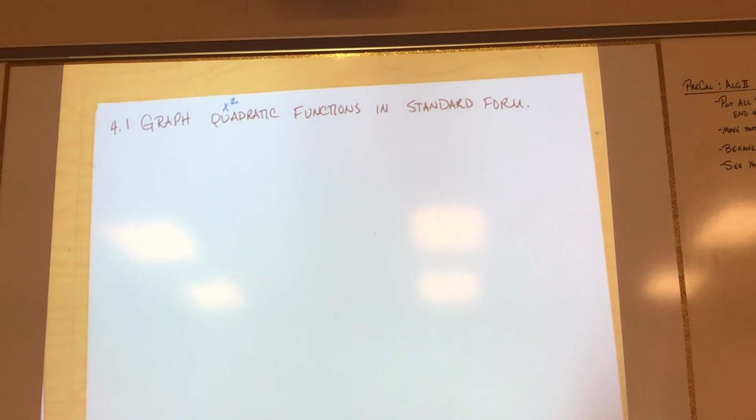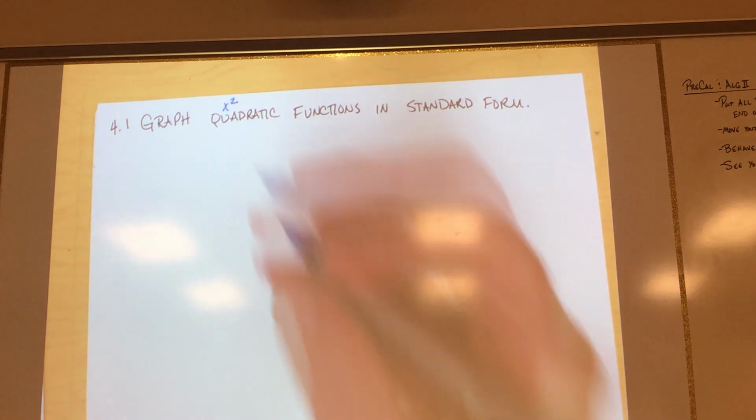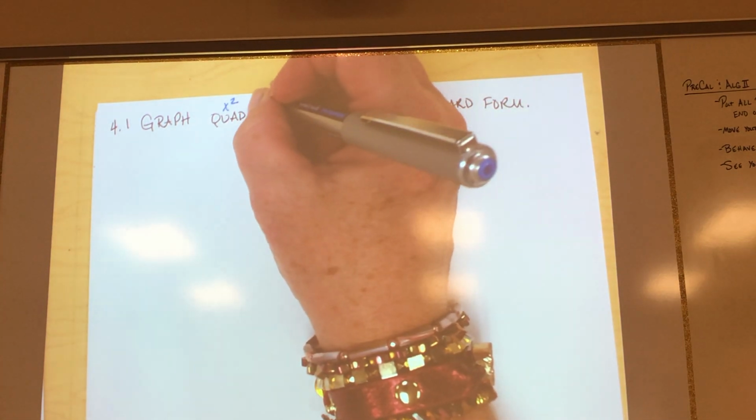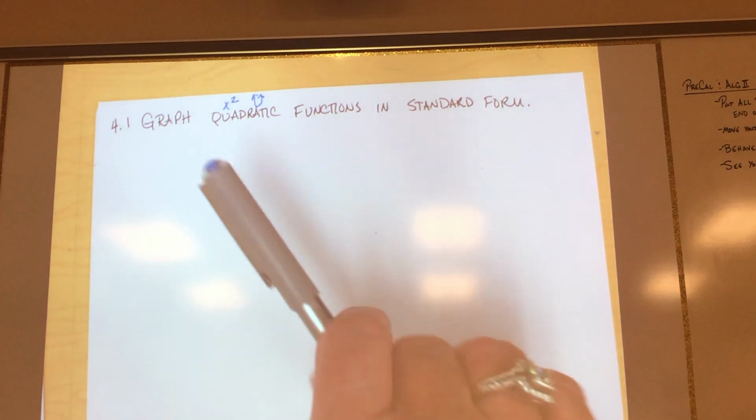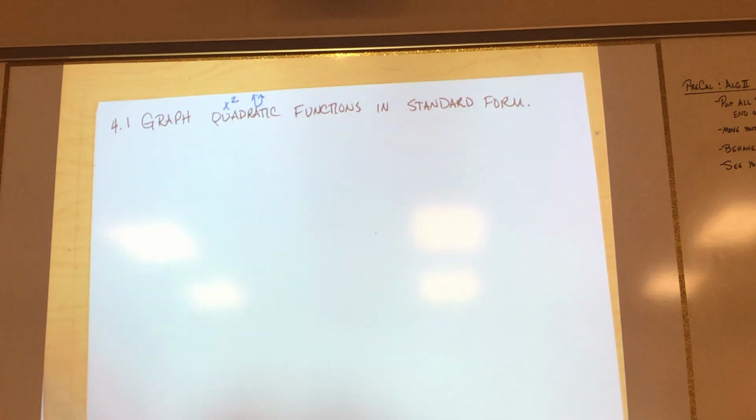What's it going to look like when you graph it? A parabola. Very good. Or a parabola, you know that. So a v is an absolute value. Remember that. So this is a quadratic, an x squared, and it is to look like a parabola. So graph quadratic functions in standard form.